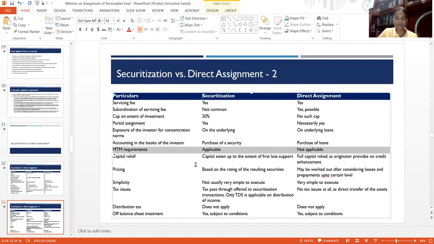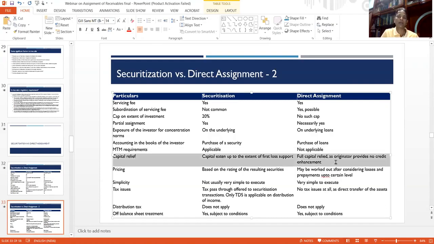Capital relief, that is relief from regulatory capital requirements. In case of securitization, because it's a first loss support granted by the originator, the capital will stand eaten up to the extent of first loss fees. Very quickly clarifying this: if the originator has provided a first loss support of, let's say, 8%, to the extent of 8% the regulatory capital of the originator is eroded. The capital is written down to the extent of the first loss support provided by the originator.